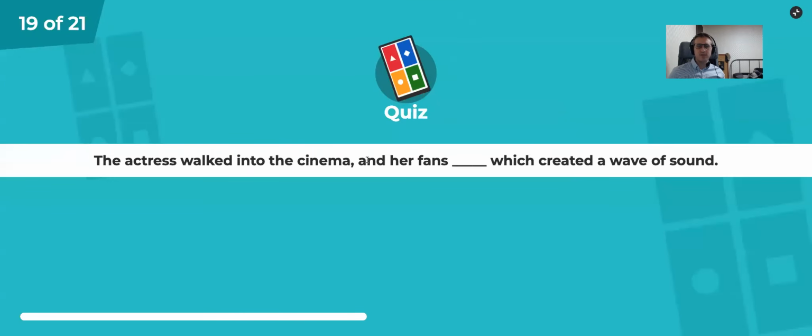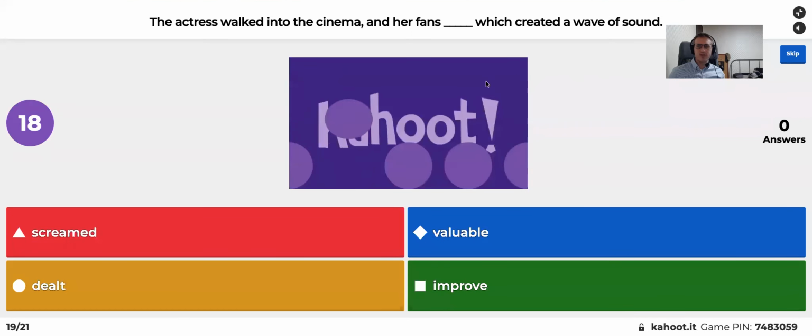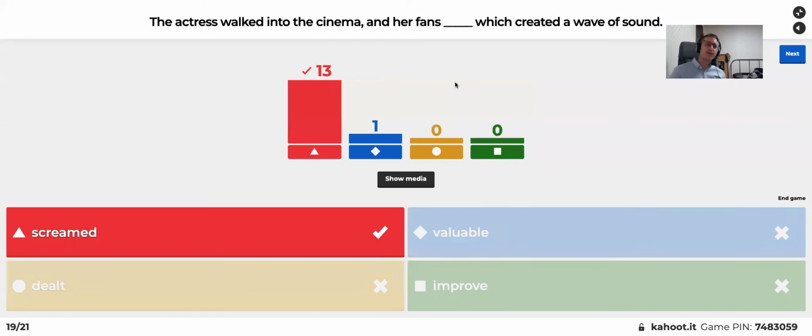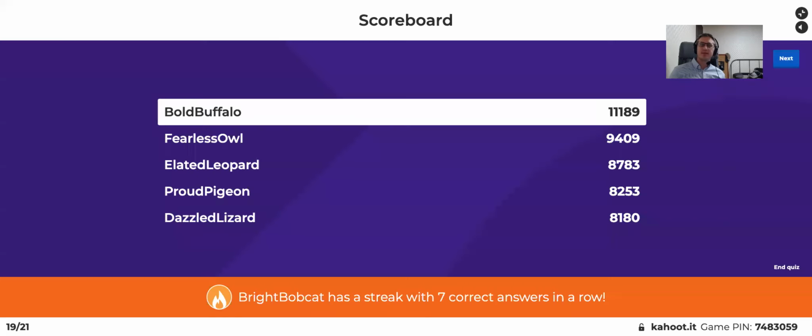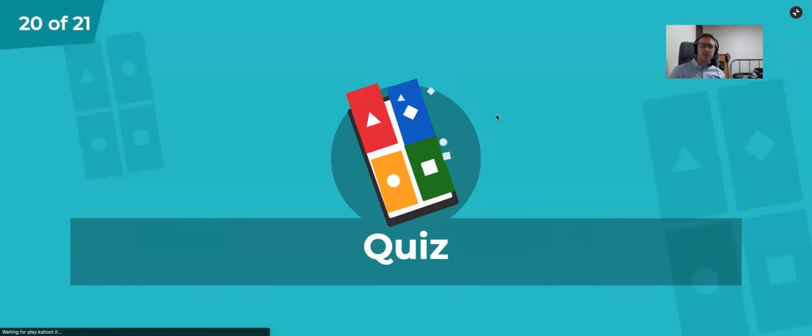The actress walked into the cinema and her fans blank, which created a wave of sound. Screamed, right. That one's pretty easy. No changes there.